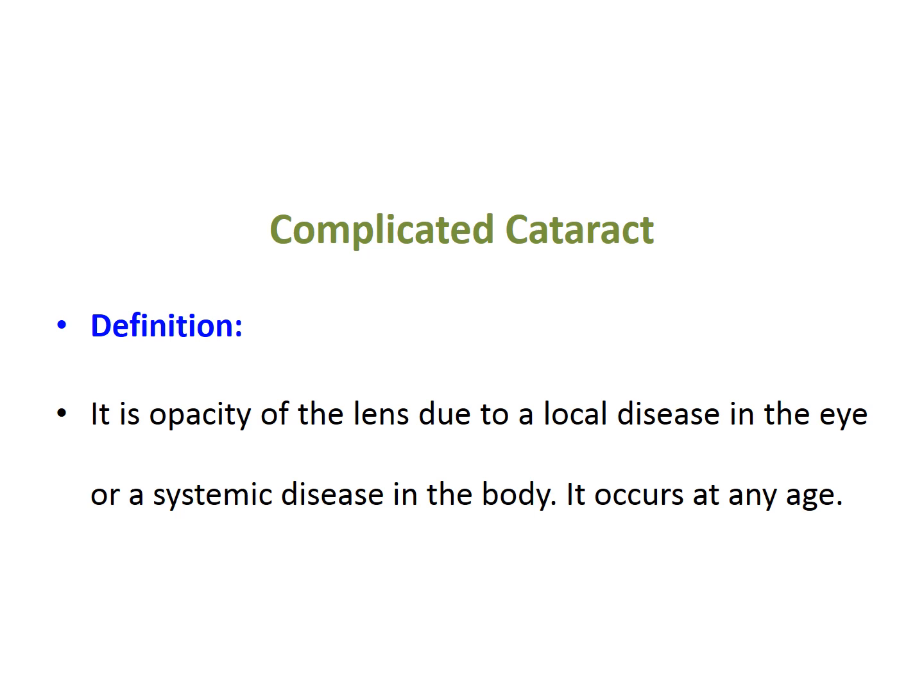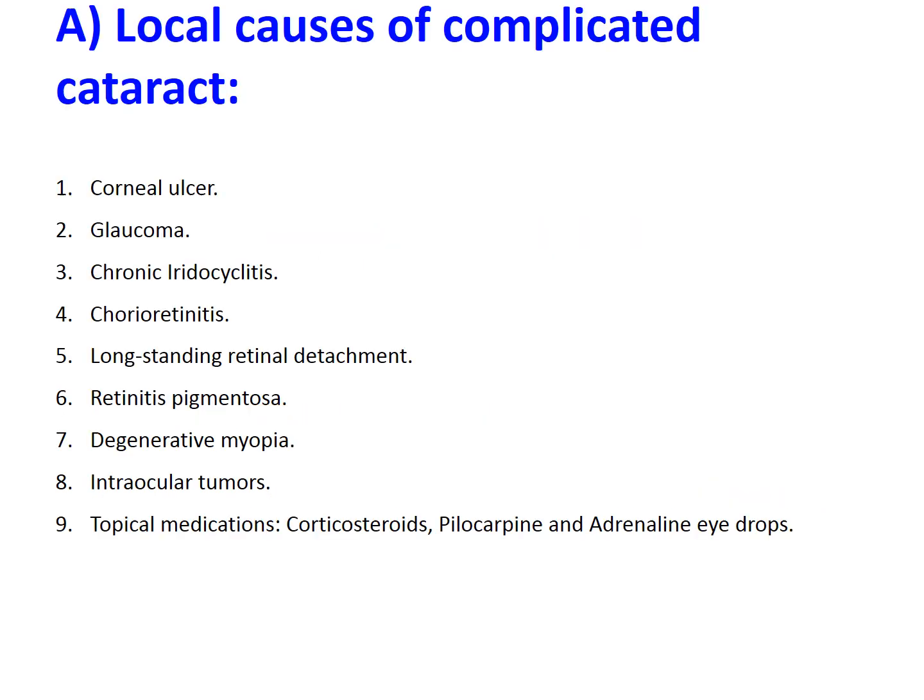Another type of cataract, now we are done with senile cataract. Another type is the complicated cataract. This is an opacity of the lens due to local disease in the eye or a systemic disease in the body. It occurs at any age, so we may have a patient less than 50 with complicated cataract, or a patient more than 50 with complicated cataract. It occurs at any age. What about some local causes that could be complicated by cataract? Local, we mean ocular causes.